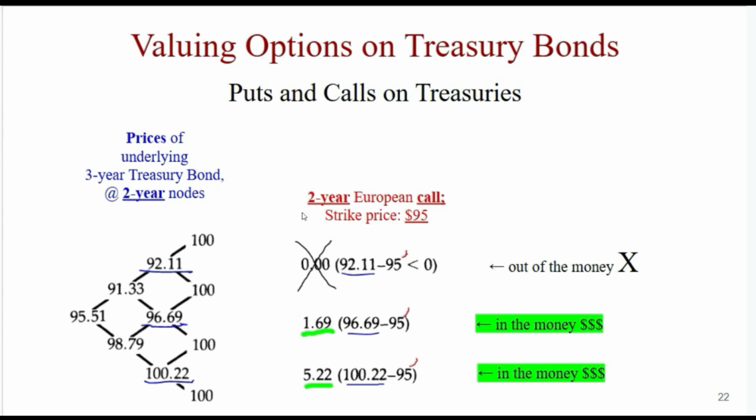First, in 2 years, the prices of the underlying bond will either be $92.11, $96.69 or $100.22. The strike price of the call option is $95. So the value of the option will be the underlying bond's trading price minus the option's strike price. So if the bond is trading at 92.11 at expiration, the call value is negative, and thus it's worthless, and the call is out of the money.